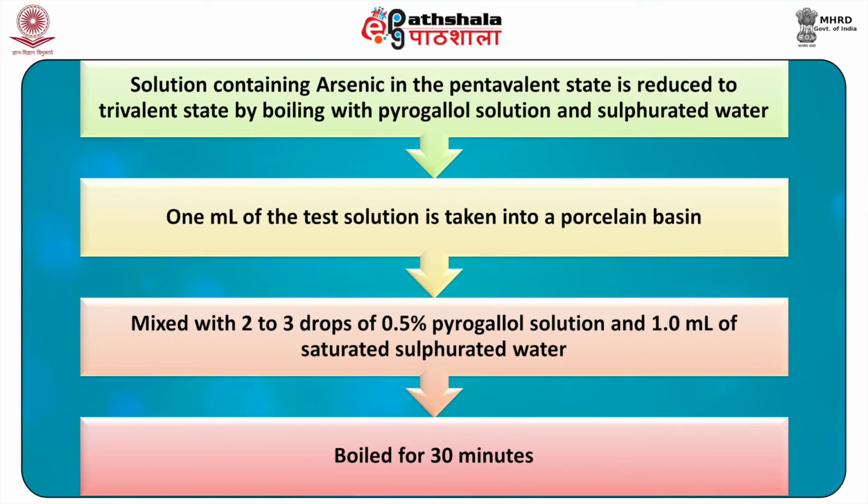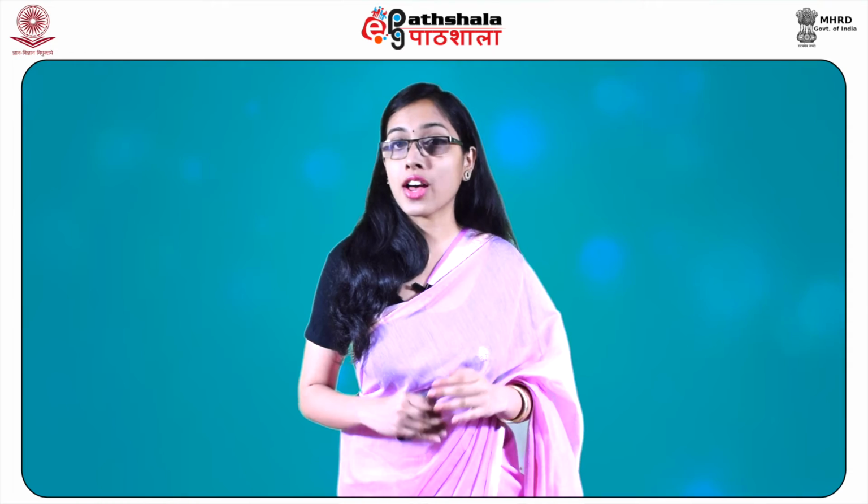The solution containing arsenic in the pentavalent state is reduced to the trivalent state by boiling with pyrogallol solution and sulfurated water. 1 ml of the test solution is then taken into a porcelain basin, mixed with 2 to 3 drops of 0.5% pyrogallol solution and 1 ml of saturated sulfurated water, that is water saturated with sulfur dioxide, and boiled for approximately 30 minutes. The pentavalent arsenic is then reduced to the trivalent state.